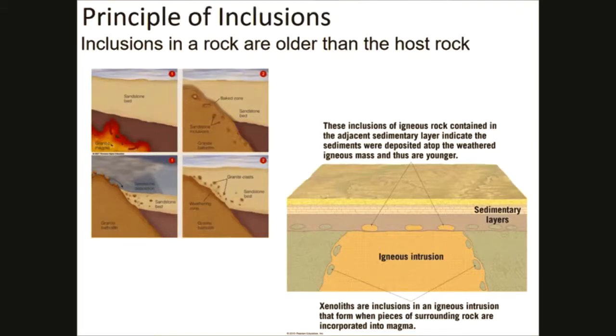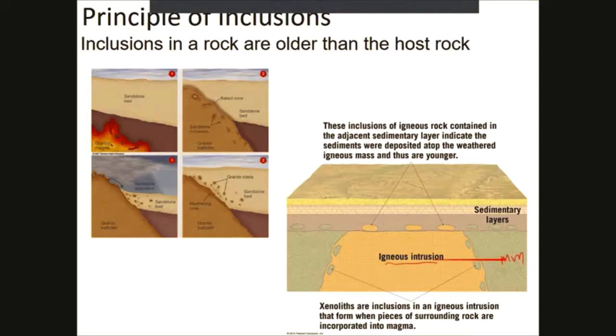Next is the principle of inclusions. So sometimes we find pieces of one rock inside another rock. So for example, here we have igneous rock. This is metamorphic rock over here. We have these layers of sedimentary rock there and there. Well, pieces of the metamorphic rock are in the igneous rock, right? So the igneous rock is said to be hosting inclusions of the metamorphic rock. Likewise, this layer of shale is hosting inclusions of the metamorphic and the sedimentary rock. Well, according to the principle of inclusions, the host rock is always younger.